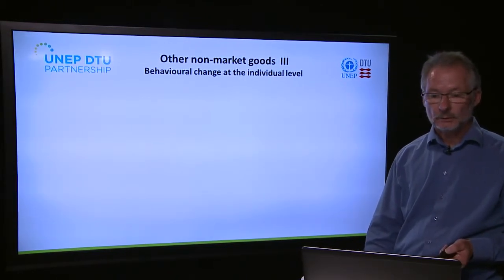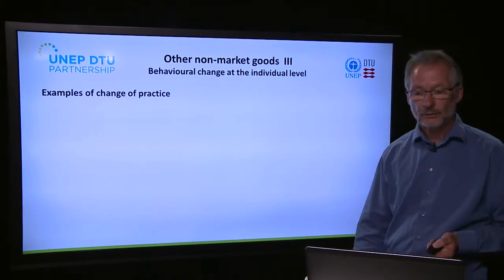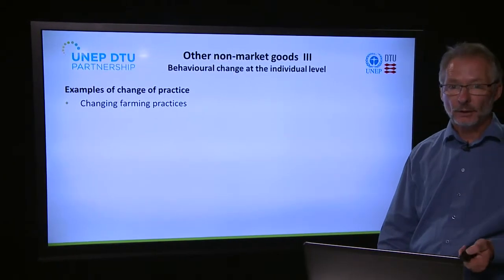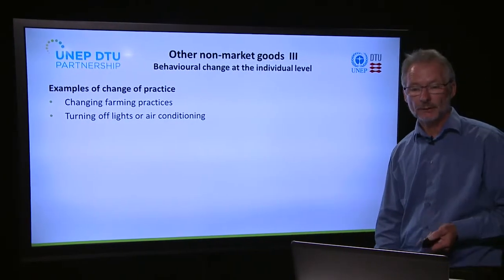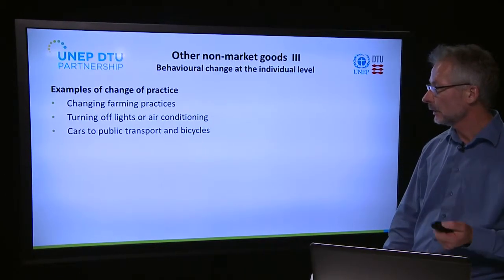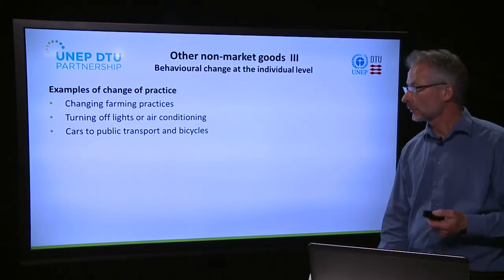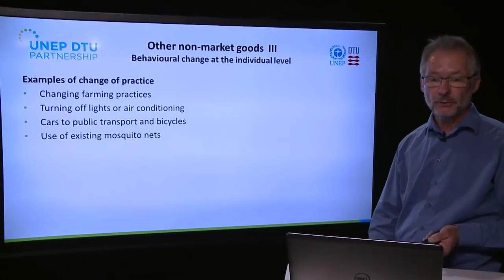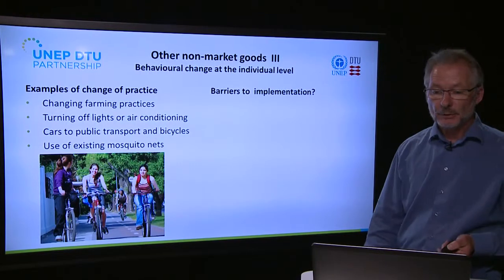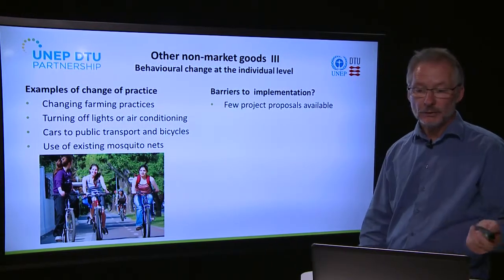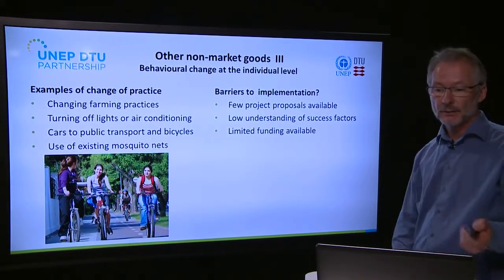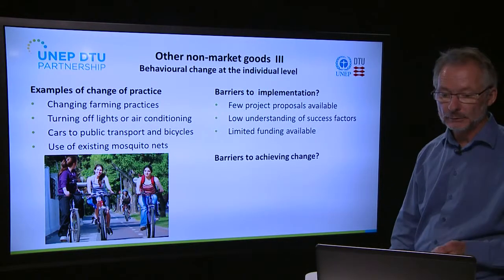Turning to behavioral change, which is the last of the three subgroups, examples would be changing farming practices, could be turning off light or air conditioning when you're not available. It could be changing from cars to public transport and bicycles, and it could be use of existing mosquito nets. Barriers to the implementation of these technologies could be few product proposals available, a low understanding of success factors, and limited funding opportunities available.